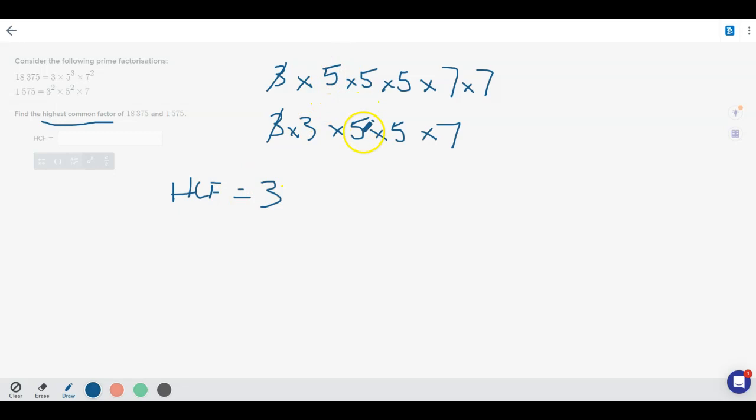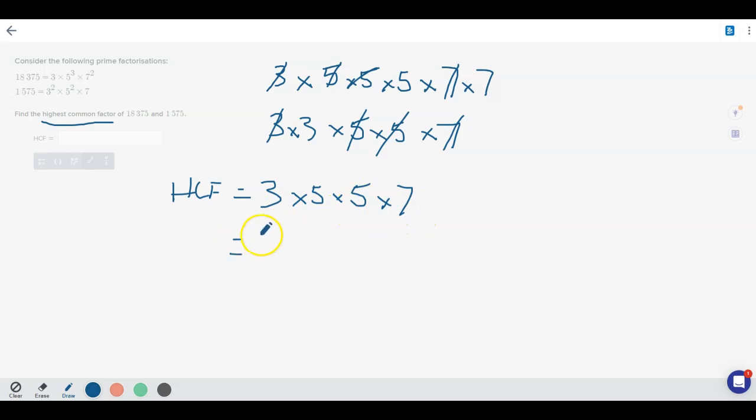I've got a 5 up here and I've got a 5 down there, so I can include that. So it's times 5. I've got another 5 up the top and another 5 down the bottom, so I can include that one. So that's times 5 again. I've got a 5 up the top, but I don't have another one in the bottom, so that's no good to us. I've got a 7 up the top and I've got a 7 down the bottom, so I'm going to include that. And again, I've got another 7, but I don't have a second 7 in the other list. So the common prime numbers are 3, 5, 5, and 7.